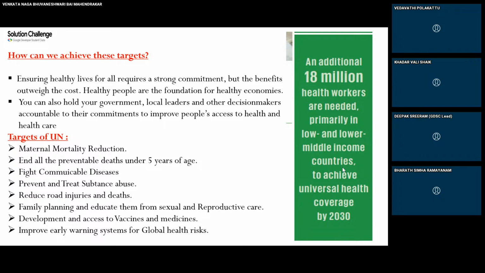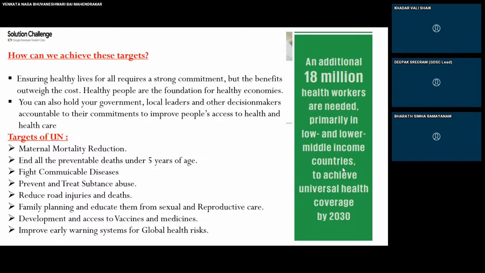We can also approach the government, local leaders, and other decision makers, so they give us permission to explore the rural areas and give awareness about health. In this particular problem statement, the United Nations has given us some targets. Whenever you are doing a project, you need to fulfill all these targets.